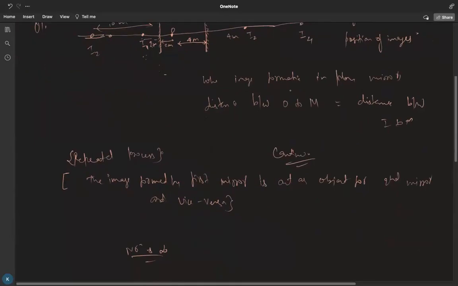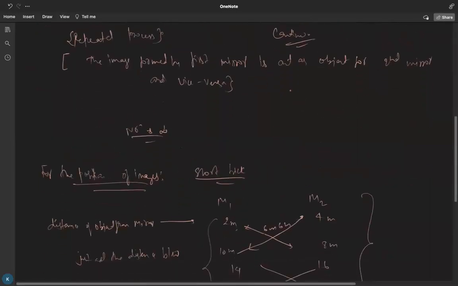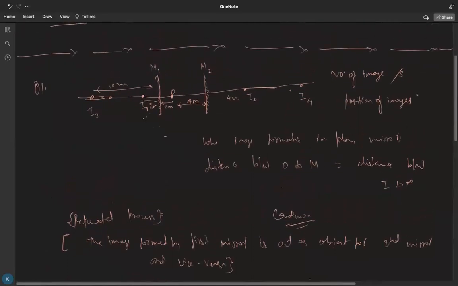उसमें कॉन्सेप्ट बस यही लगानी है कि फर्स्ट मिरर के द्वारा जो इमेज बन रहा वो सेकंड मिरर के लिए ऑब्जेक्ट की तरह ट्रीट होगा, एंड जो सेकंड मिरर के द्वारा जो इमेज बन रहा है वो फर्स्ट मिरर के लिए ऑब्जेक्ट की तरह ट्रीट होगा। तो उसको हम यूज करके लिख सकते हैं, बट इट इज नॉट द रेलिवेंट वे टू राइट the positions of all of the images.